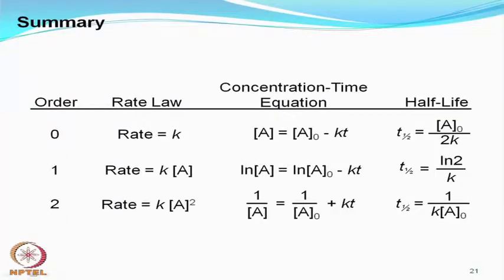Hello. In our last lecture, we have learned various rate laws, then concentration time equations, then their half lives. For zero order reaction, rate was found to be equal to k. For first order, rate is equal to k times a. For the second order, rate is k times a to the power 2, and corresponding half lives are like this, where you see that for the first order reaction T half is independent of the initial concentration of the reactant.